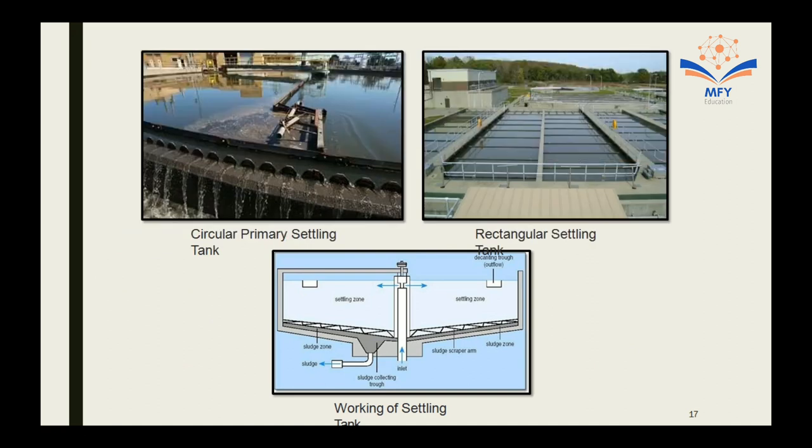These are three pictures which can easily be seen: a circular primary settling tank, a rectangular settling tank, and the working of a settling tank.